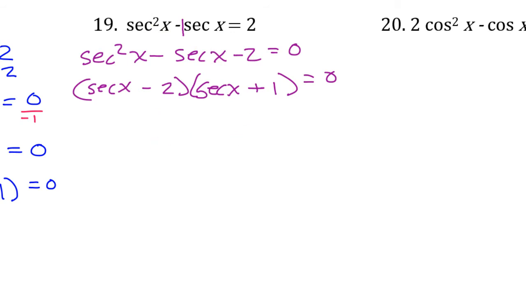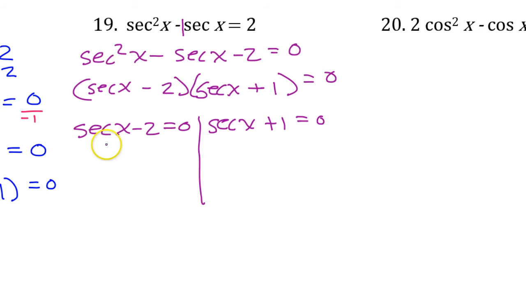Now I can use my zero product property and set each factor equal to 0. So secant x minus 2 will equal 0, or secant x plus 1 could equal 0. This will give me secant x is equal to 2, and this side will give me secant x is equal to negative 1. Now secant is the reciprocal of cosine.